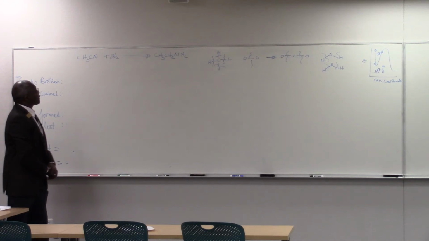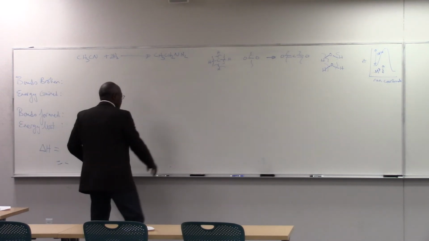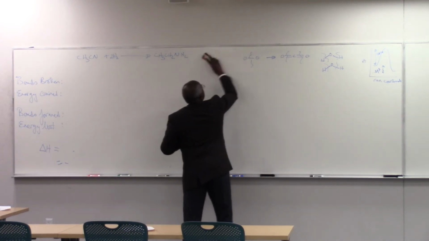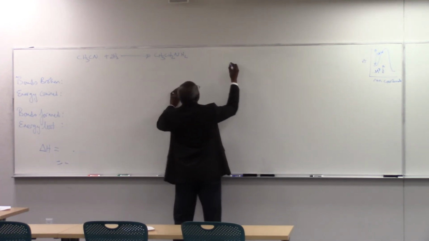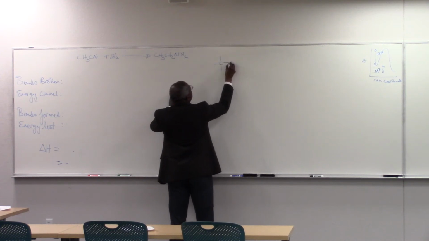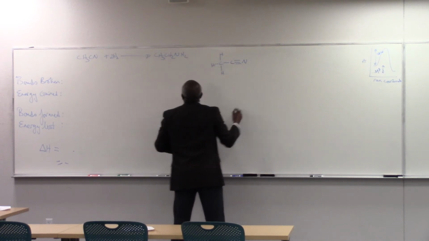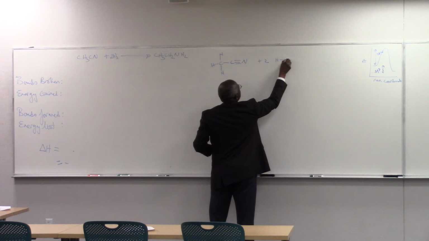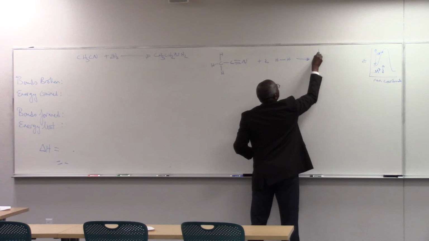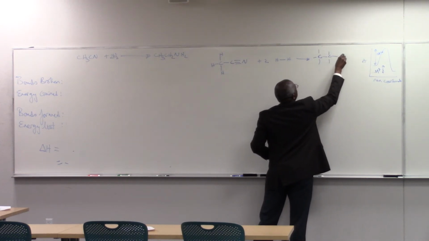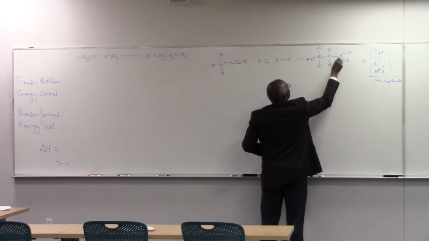Well, first things first, we've got to figure out what the molecules look like so we can tell which bonds we've made and which bonds we've broken. So CH3CN looks like this. It's CH3, C triple bond N, plus 2 H2, gives rise to CH3, CH2, NH2.